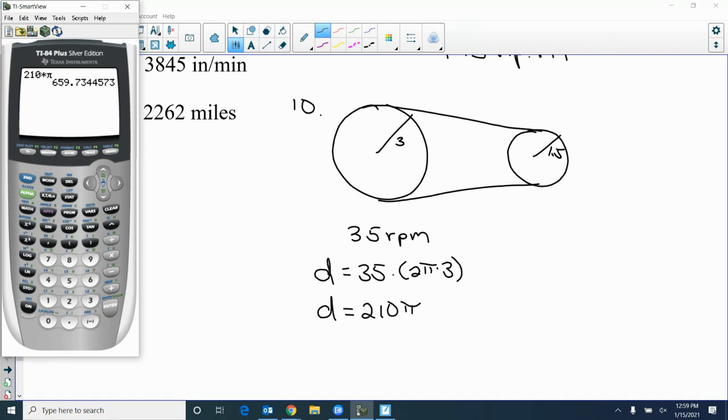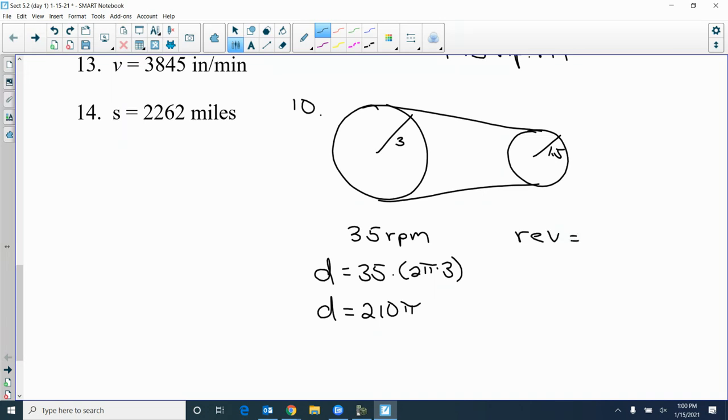What do you have to do? Same idea. You got to take the distance divided by what? Distance divided by circumference. So to find the revolutions of the smaller one, take your distance divided by the circumference. Distance is 210 pi. What is the circumference? It's 2 pi times 1.5. And then what is that going to give me? 1.5 times 2 is 3. You're really taking 210 divided by 3 because the pi's cancel. And what do we end up with? 70.